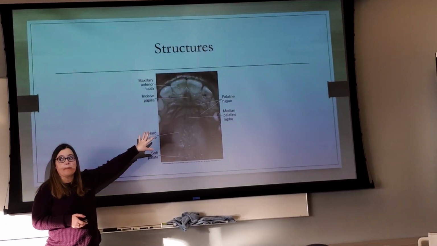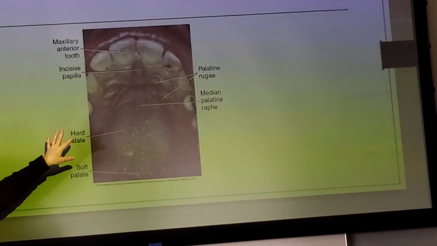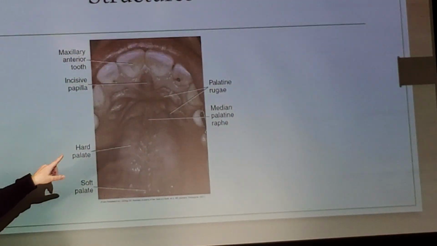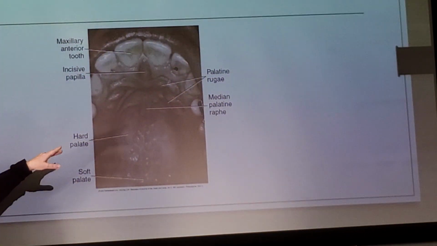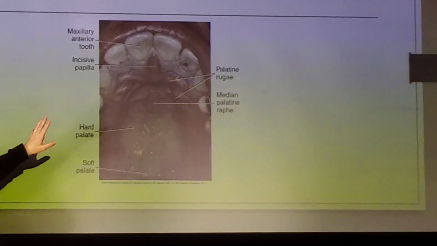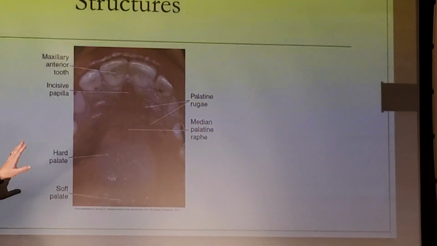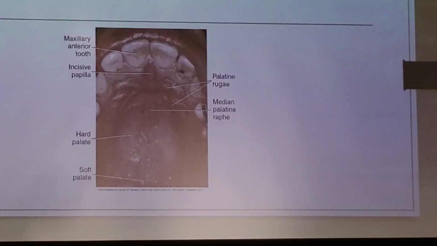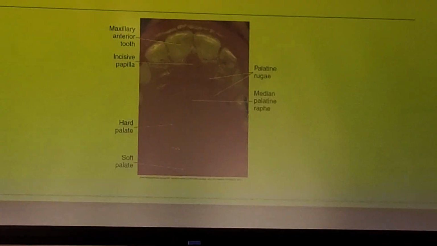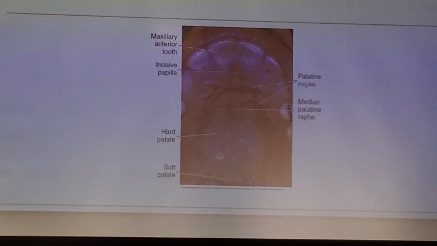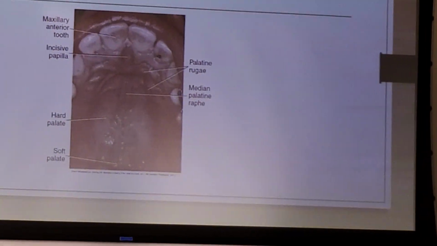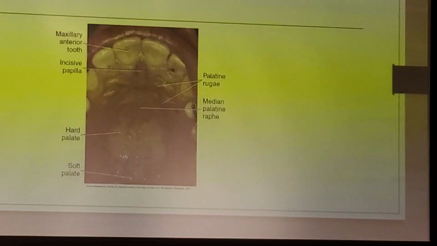So when you're doing your intraoral exams and you need to describe a lesion, it might be near the median palatine raphe, or on the palatine rugae lingual to tooth number 10 or 7. You should be able to remember these structure names to use in your intraoral exams, versus just saying the palate. Those are your structures to remember for your IO exams.